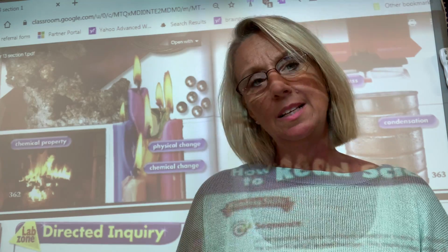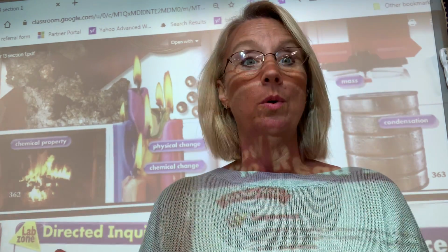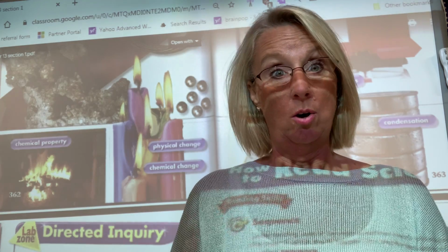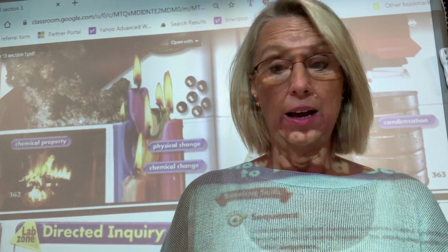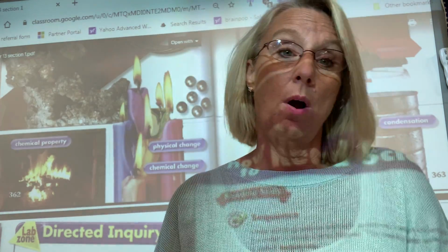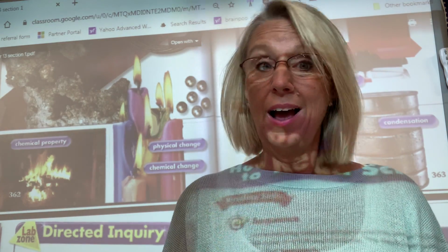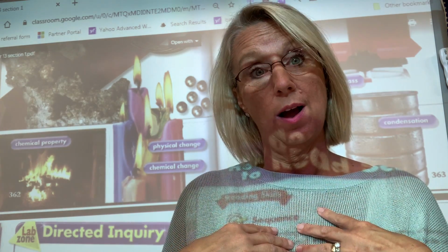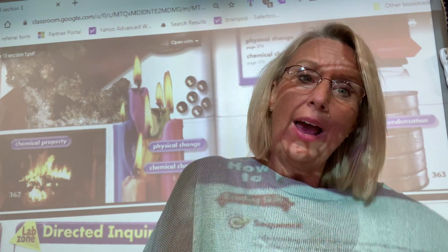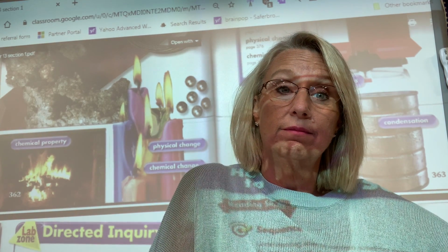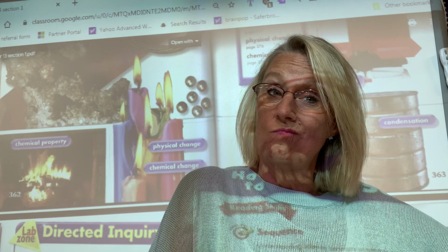So what I want you to think about is that if I go out in the woods and bring home a log, I could describe the physical properties of that log, right? I could tell what it looks like, what color it is, how long it is, what the diameter of the log is. I could physically describe the log. However, what happens to that log when I set it on fire? Something to think about.